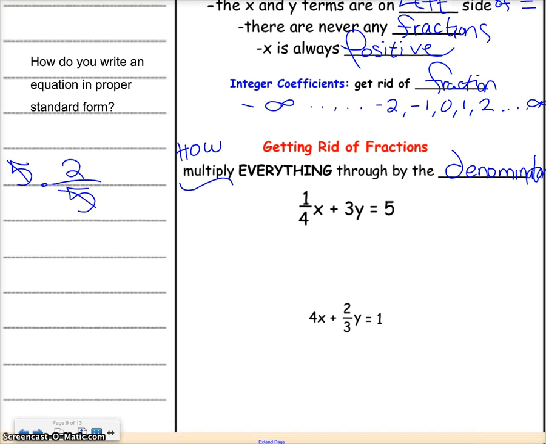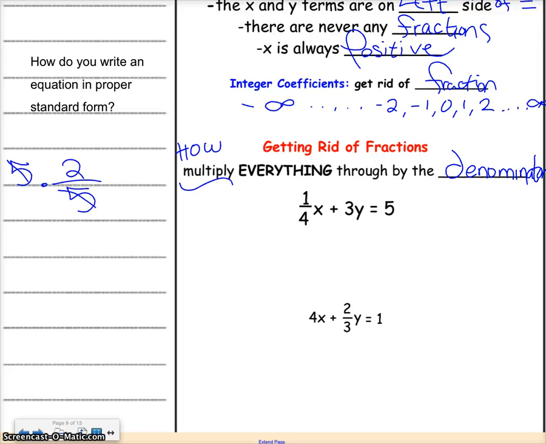Okay, so I want to write this first one in proper standard form. So there's 3 things I should look for, kind of 4. I want to make sure x and y are on the left. Are x and y on the left? Sure are. Second thing, I want to make sure x is before y. Yep, sure is. So I don't have to do anything. Third thing, get rid of any fractions. So do I have a fraction? I sure do.